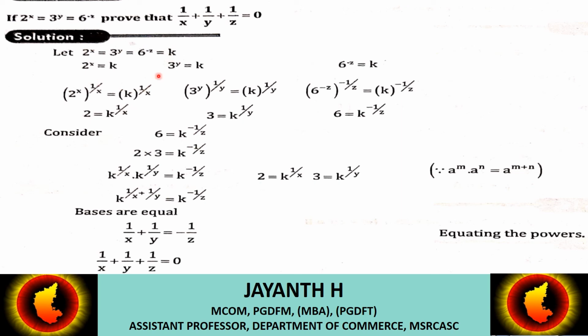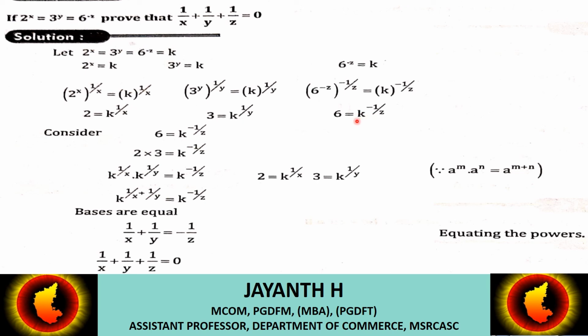So 2 to the power x is equal to k, 3 to the power y is equal to k, and 6 to the power minus z is equal to k. So 2 to the power x, to the whole power of 1 by x. Once again for k, to the whole power of 1 by x. Whatever value you have, you should take the power with the same value. So x and x will get cancelled. 2 is equal to k to the power 1 by x. So take the same thing for everything. Even here also 3 is equal to k to the power 1 by y, and here, as you have minus, this will become 6 is equal to k to the power minus 1 by z.